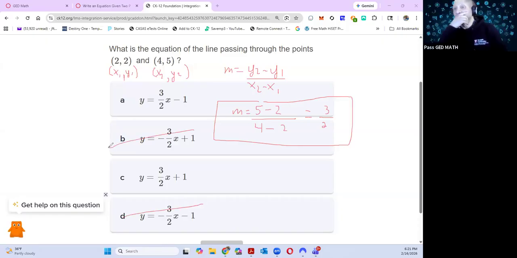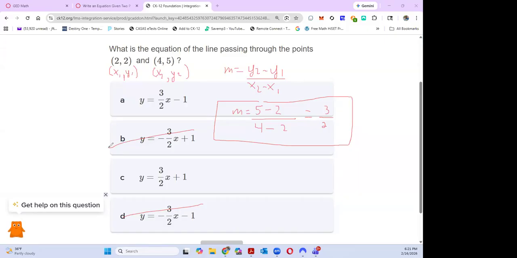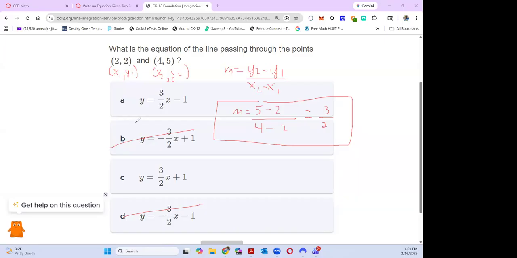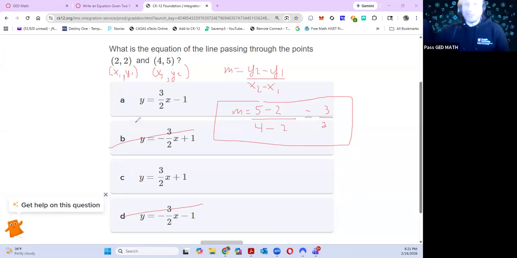Tell me why. If I know the slope is 3/2, why can I get rid of B and D? What are the slopes for B and D? The slope is negative. Just say it. Don't be scared to be wrong. Just say what you think it is. -3/2. See, don't let doubt enter your mind.